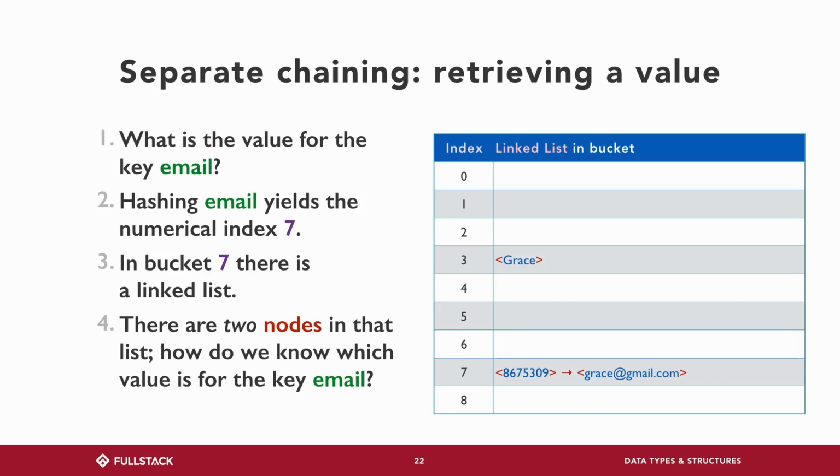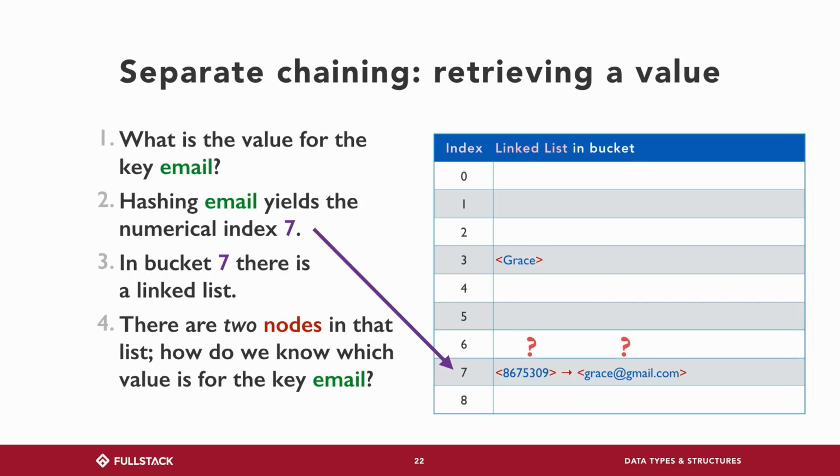The problem appears when we try to retrieve a value. How do we know which value we want for a given key? Say that we've stored grace@gmail.com as a second list node in the linked list at index 7. When we try to retrieve it later, we'll hash the string email, which will yield the numerical index of 7. We go into bucket 7 and see that there's a linked list there, and there are two nodes in that list. But how do we know which one is the value for the key email? Is it 8675309, or is it grace@gmail.com?